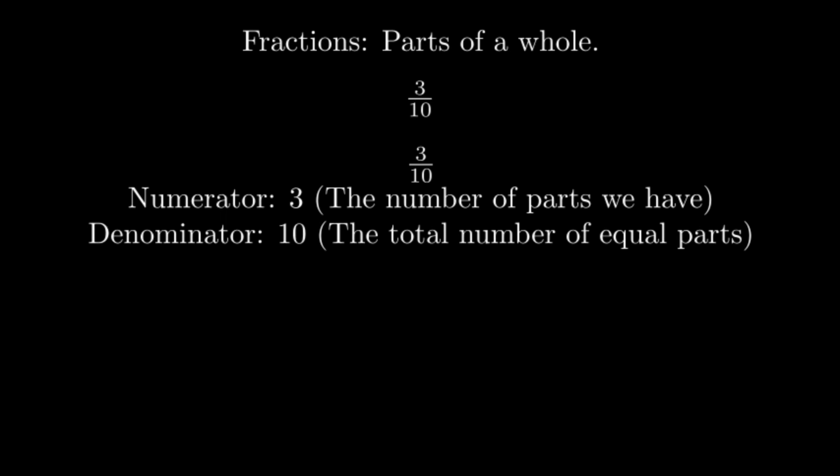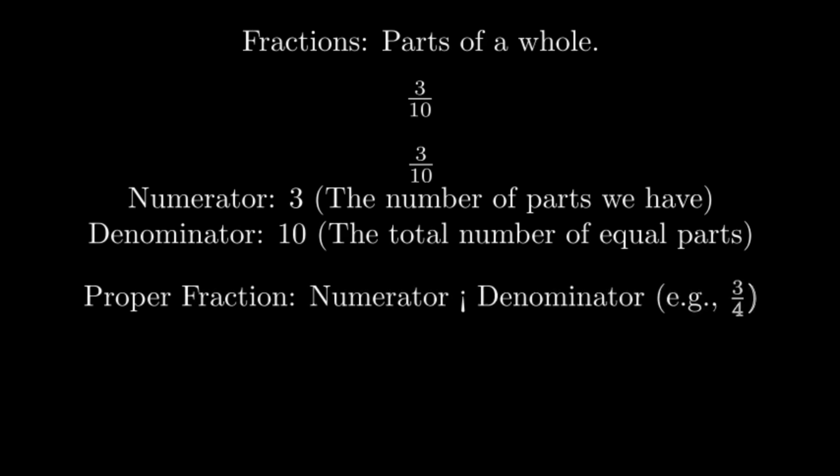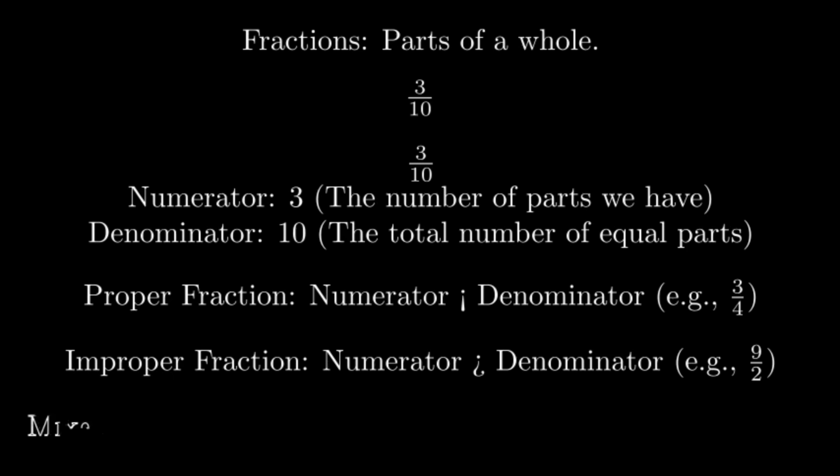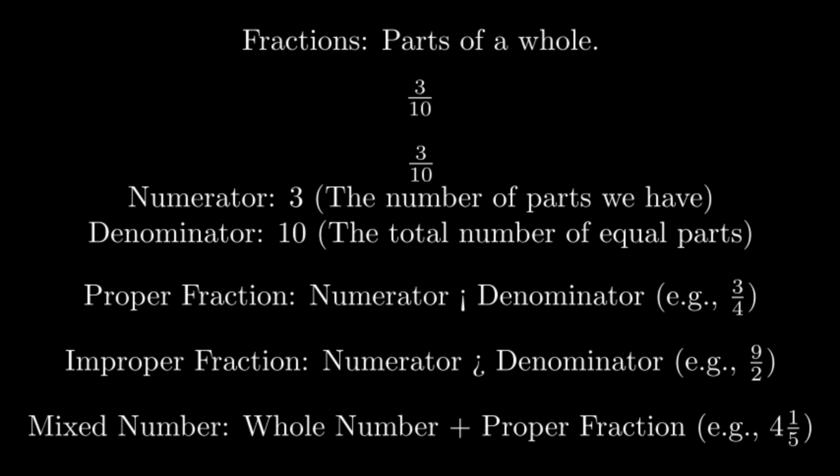There are a few types of fractions we need to know. A proper fraction has a numerator that is smaller than its denominator, like 3/4. This represents a value less than 1 whole. An improper fraction has a numerator that is larger than its denominator, such as 9/2. This represents a value greater than 1 whole. And a mixed number is a combination of a whole number and a proper fraction, like 4 1/5. This is just another way to write an improper fraction.